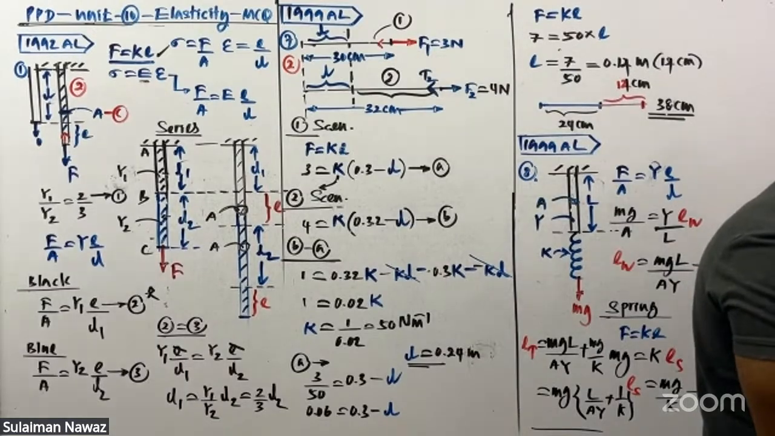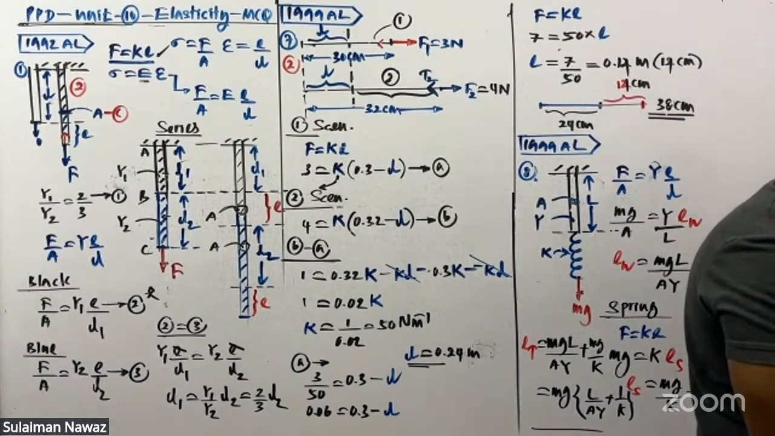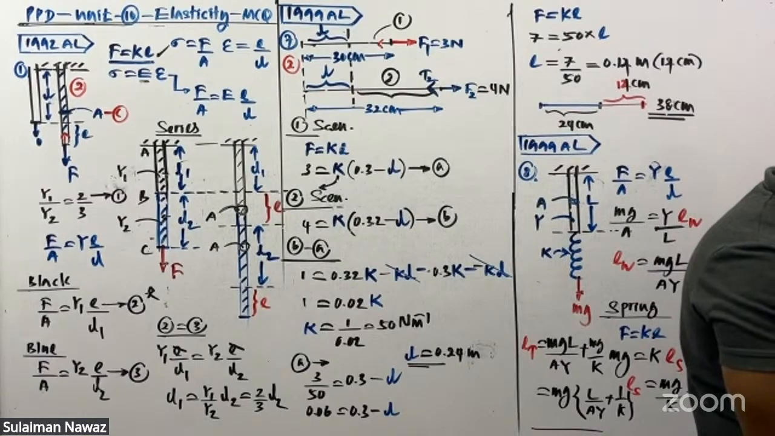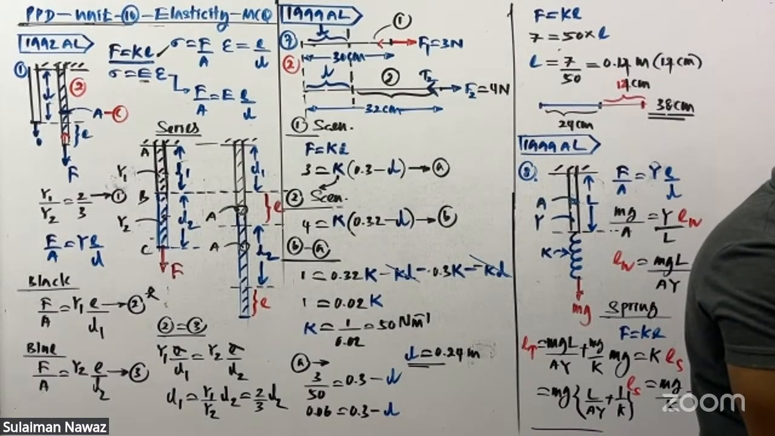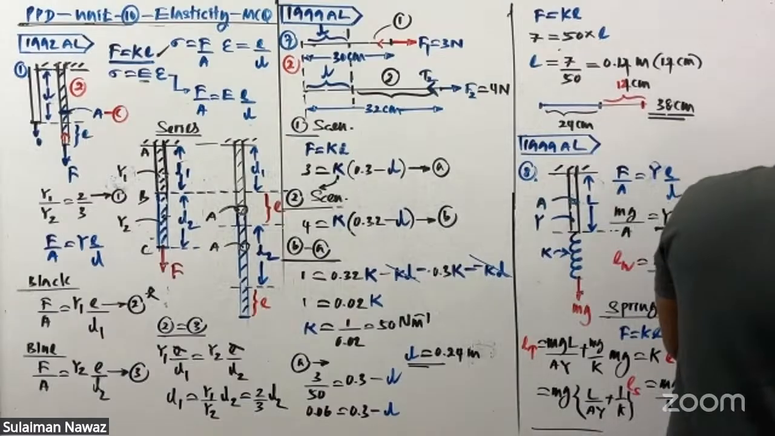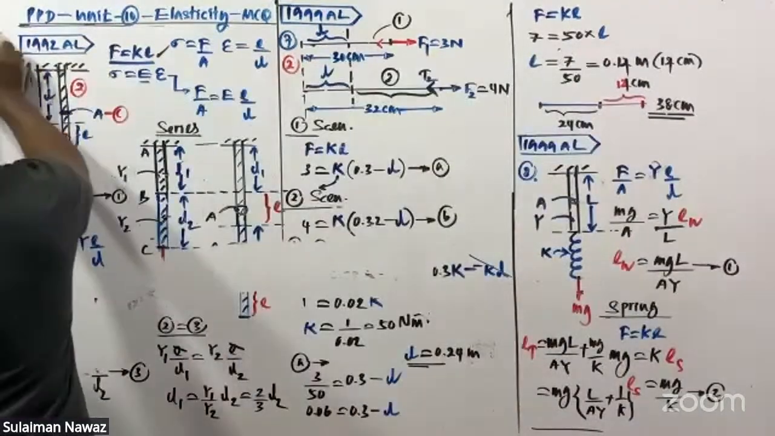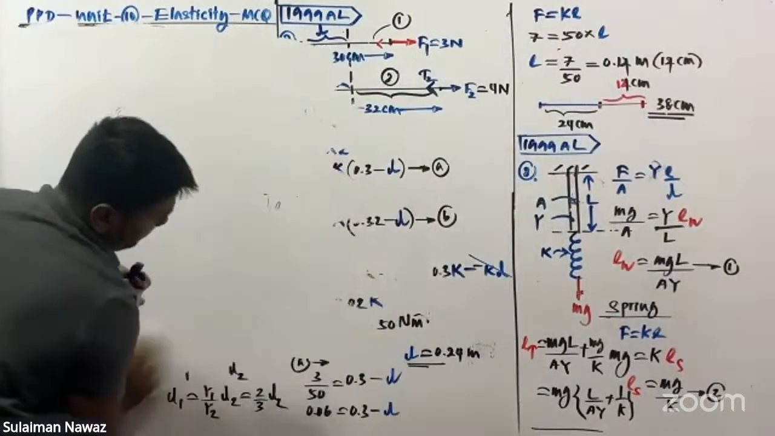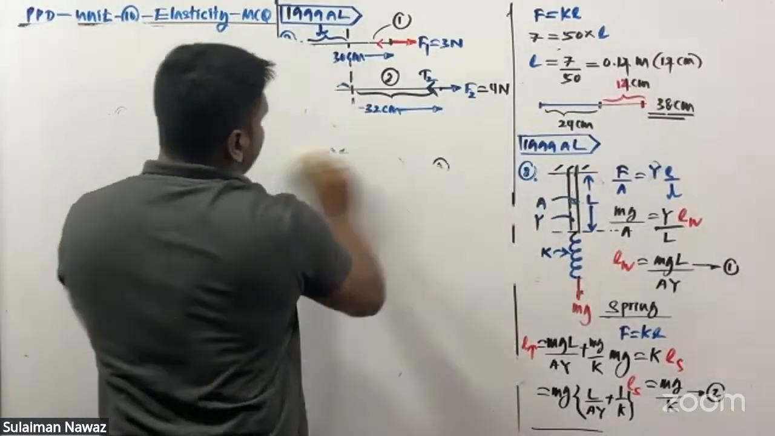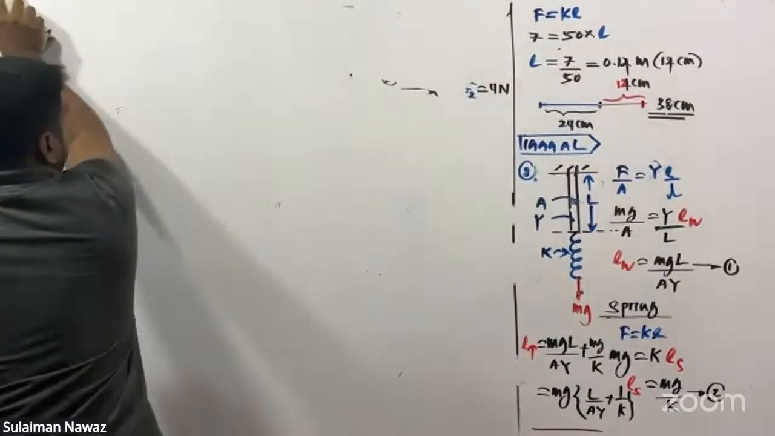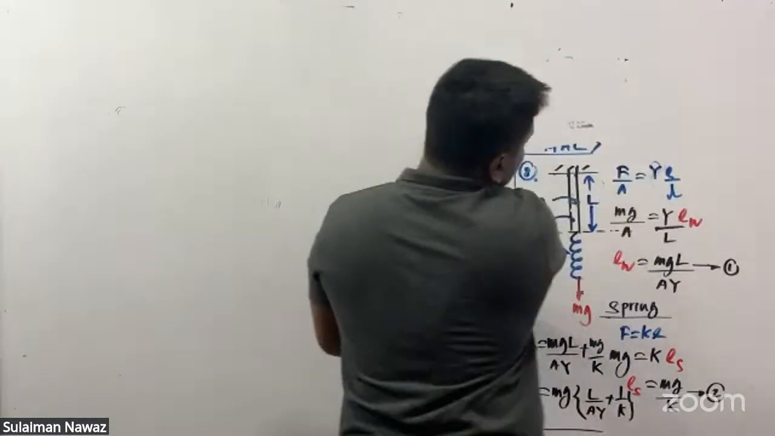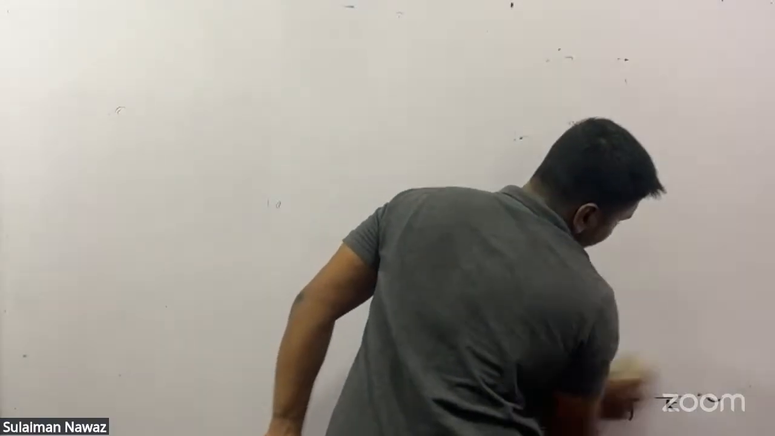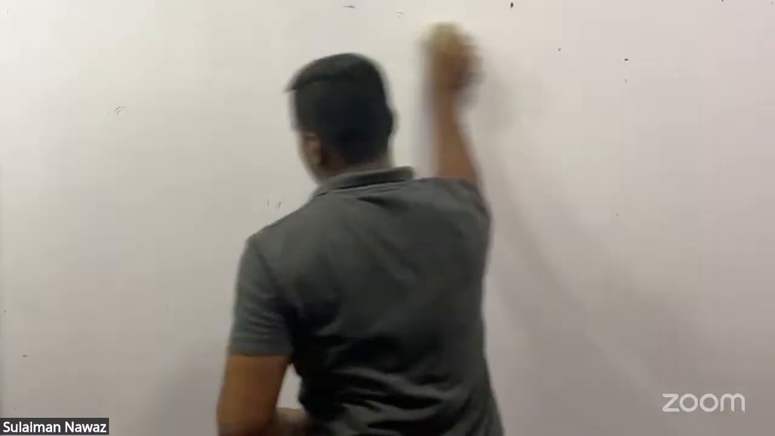Right, so then what else? So we'll do the 1990 question also. Sixth one.